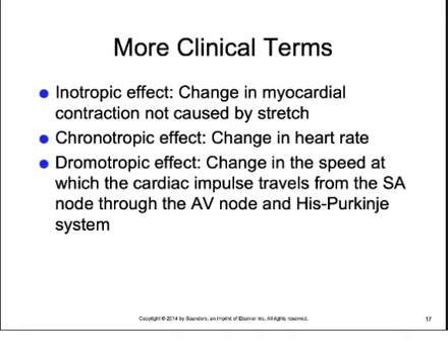And a dromotropic effect is a change in the speed with which the impulses travel from the SA to the AV node and through the bundle of His, bundle branches, and the Purkinje system. Okay, so all of these, if they are positive ionotropic, chronotropic, and dromotropic effects, are going to increase the cardiac output. Okay, if they're negative effects, they will decrease the cardiac output. Okay. Digoxin, for example, exerts a positive ionotropic effect and a negative chronotropic and dromotropic effect.